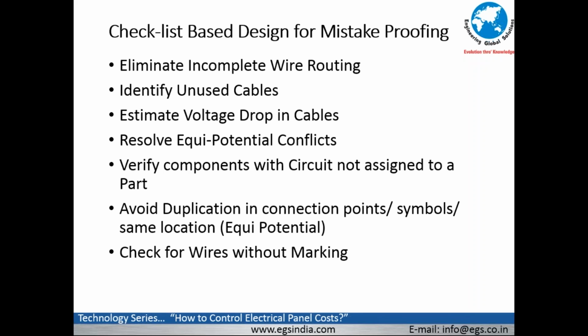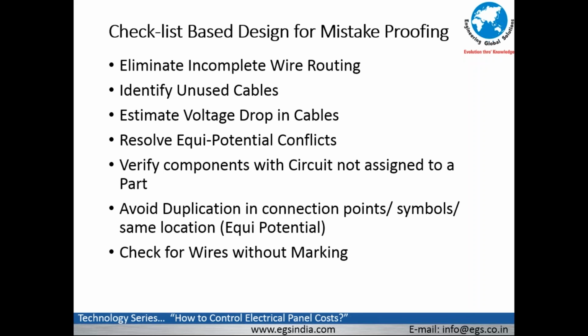For example, in the case of an electrical panel: eliminating the incomplete wire routing, which you see when you are going to the customer's place, and identification of unused cables. These are some examples of a checklist. Estimating the voltage drop in cables, resolving the equipotential conflicts, verification of components with circuits that are not assigned to a part, avoiding duplication in connection points, symbols, same location, equipotential, etc. And then checking for wires without marking. These are simple things which we would be able to put together as a checklist-based design.